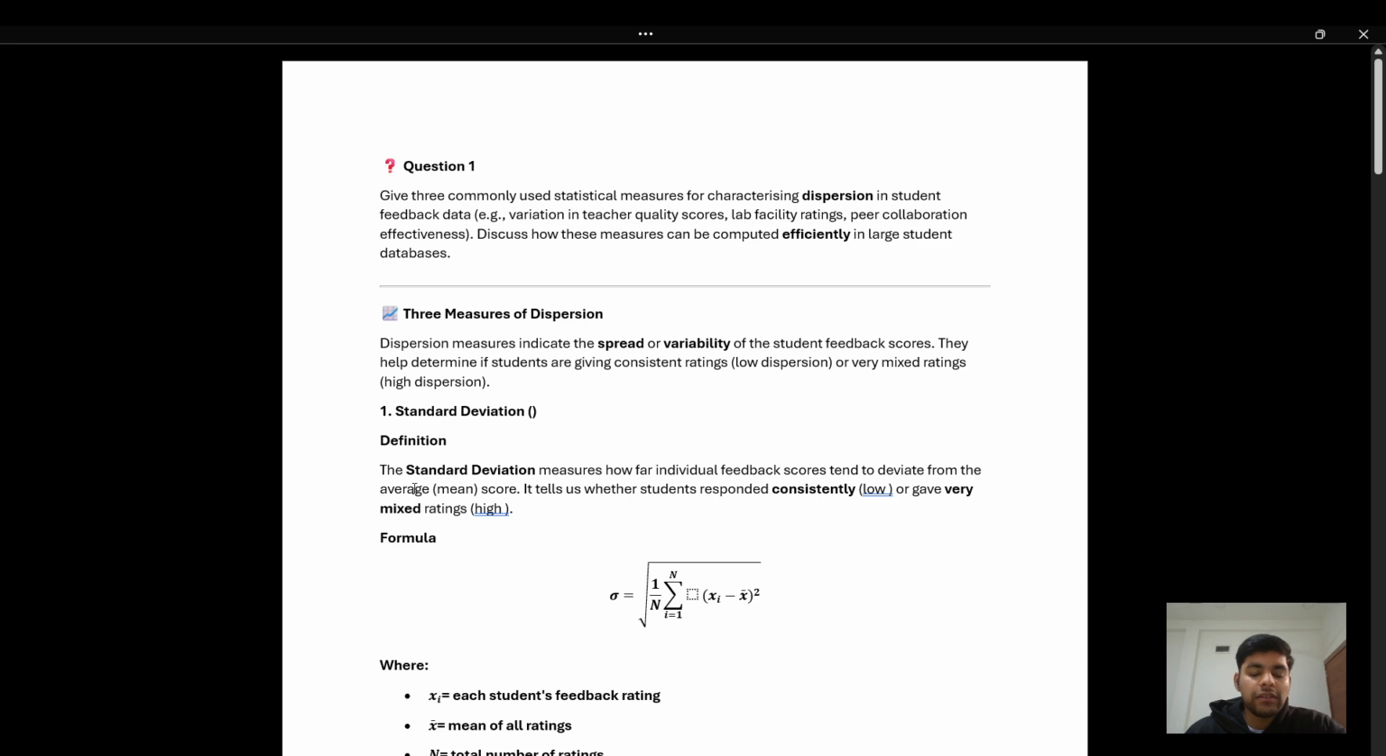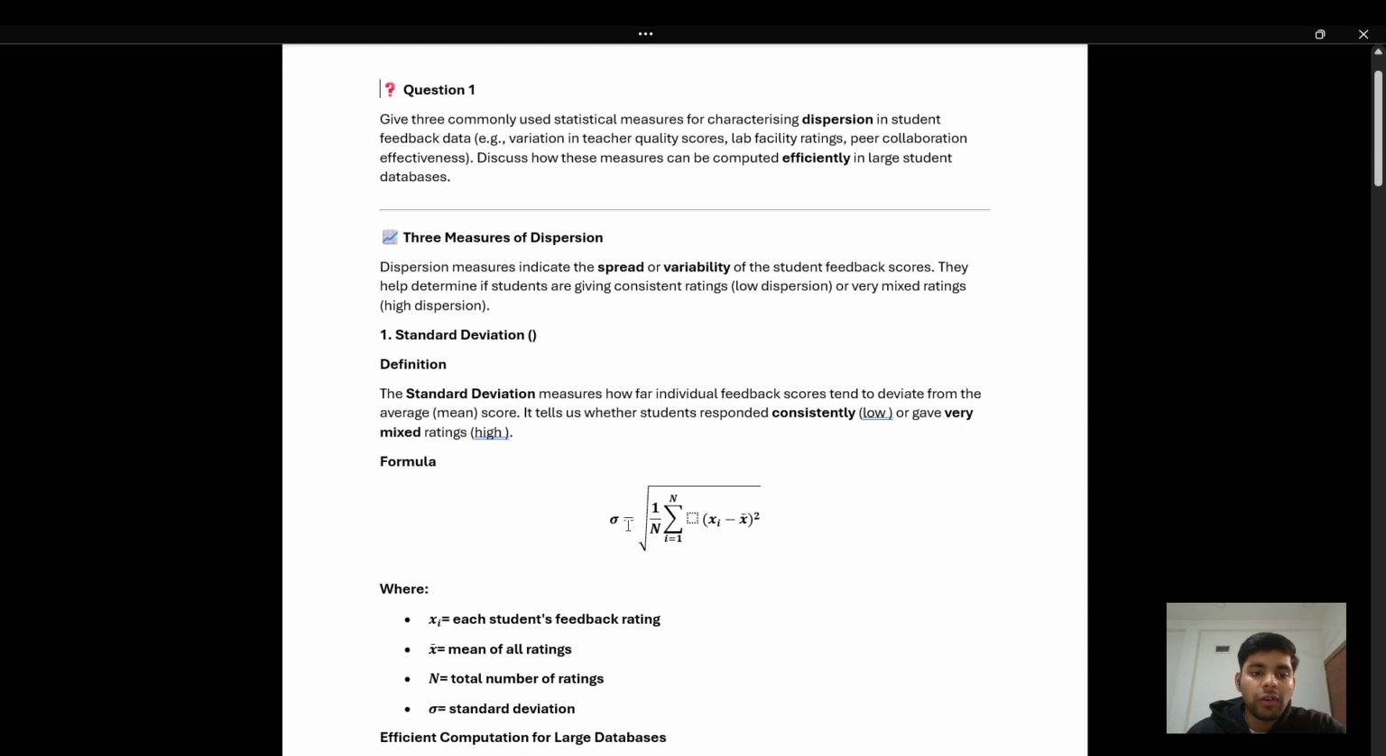So let's understand what standard deviation is. The standard deviation measures how far individual feedback scores tend to deviate from the average mean score. It tells us whether students responded consistently, which means low standard deviation, or gave very mixed ratings, which means high standard deviation.